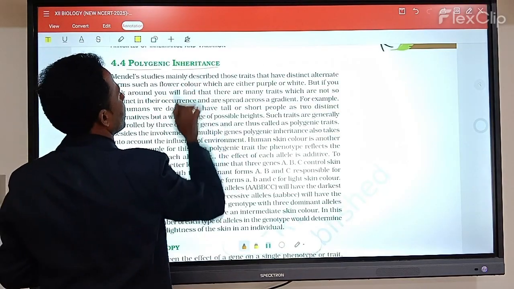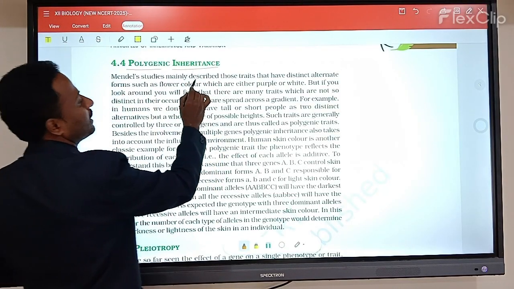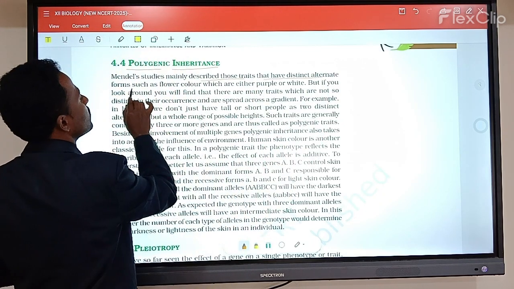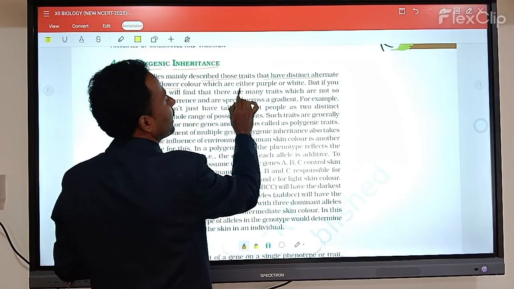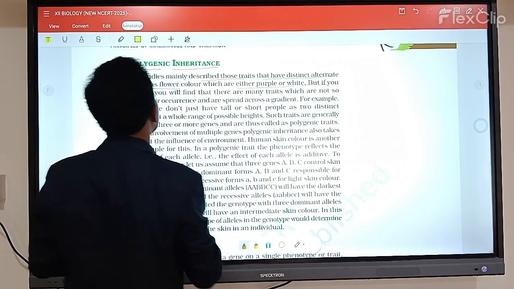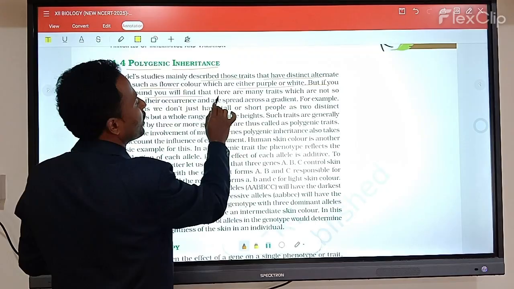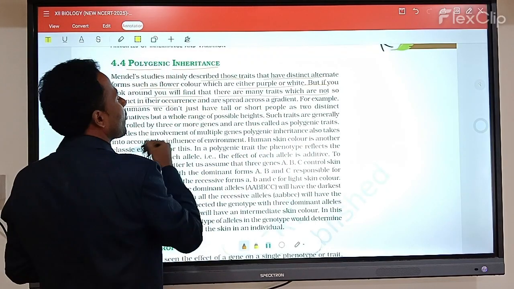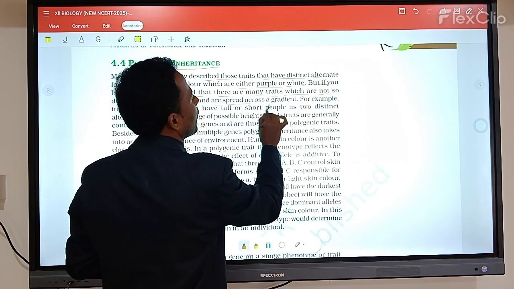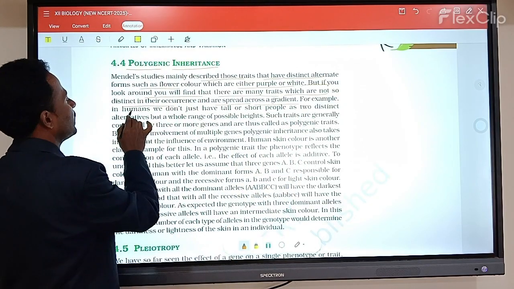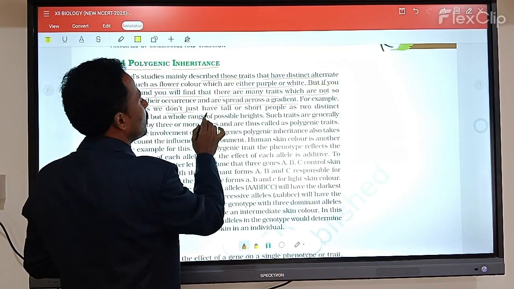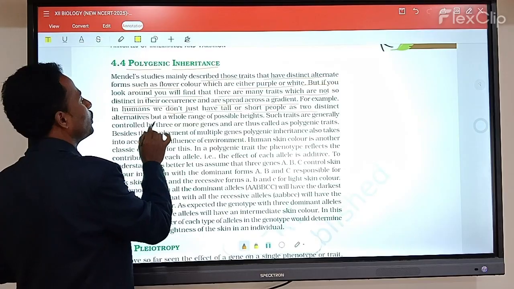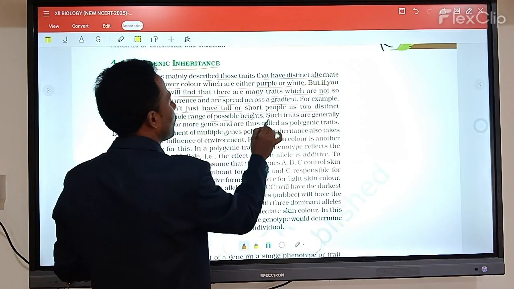It is polygenic inheritance. See, Mendel mainly studied traits that are distinguished by their alternative forms, such as flower color, which is either purple or white. But if you look around in the wild, you find many traits that are not shown as distinct traits, but are spread across a gradient. For example, in humans you do not just have tall and short people as two distinct alternatives, but a whole range of possible heights.